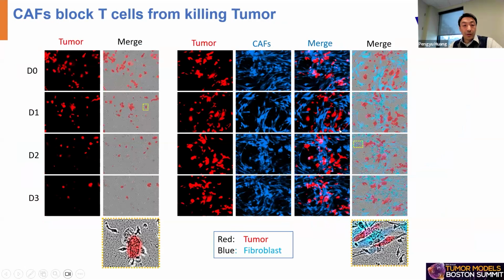First, we just want to confirm whether the CAF can really block T cells from killing the tumor or not. Here is a tumor only. Then we add the CAR T. You can see the CAR T attack the tumor, and by day 8 the tumor is almost killed off. If you co-culture with CAFs, the CAFs in blue and the tumor in red, you can see the majority of the tumor survives. So CAFs can protect the tumor from immune cell killing.